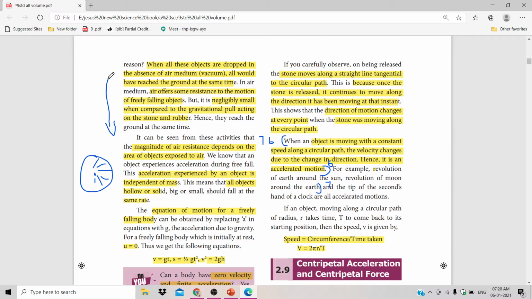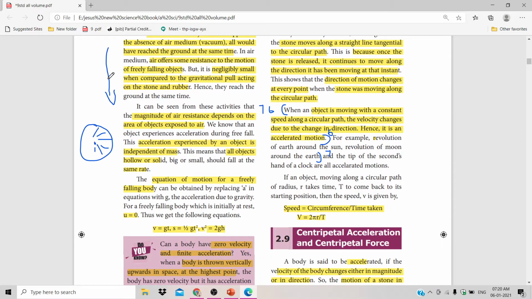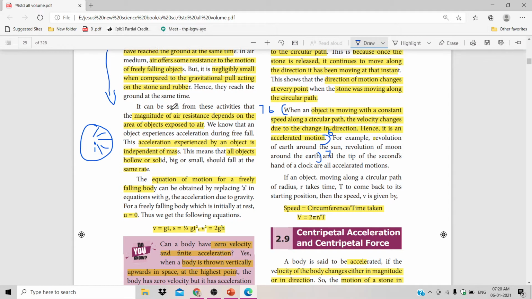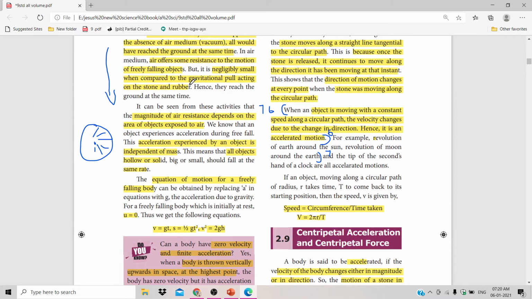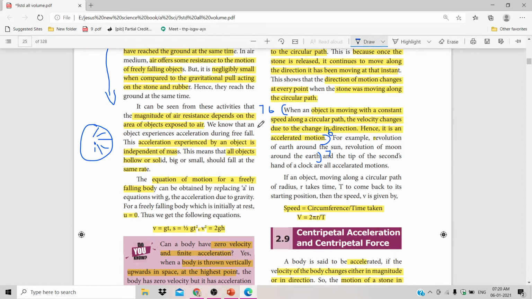Then they ask: if we take a stone and a plain paper, which one will reach first? The stone will reach first, because the resistance of the air differs for different materials. The resistance of the air will be different for different materials. The stone has more weight when compared to the paper, so the stone will tear through the air atmosphere and drop to the ground first, compared to the paper.